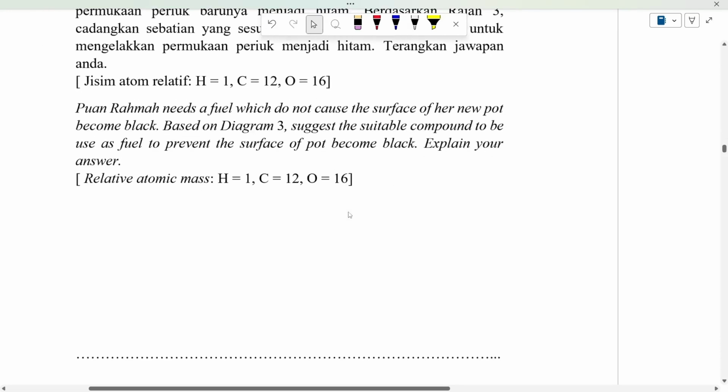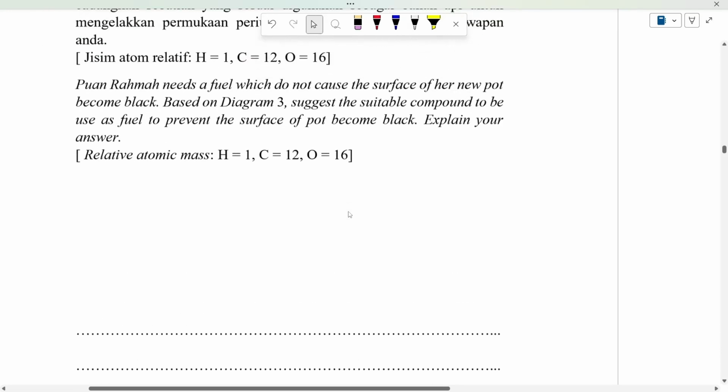Next. This madam needs a fuel which does not cause the surface of her new pot to become black. Just now we mentioned that this black is actually soot, which is carbon. So suggest which compound to be used as a fuel to prevent the pot from becoming black, and explain your answer. So what should we do?